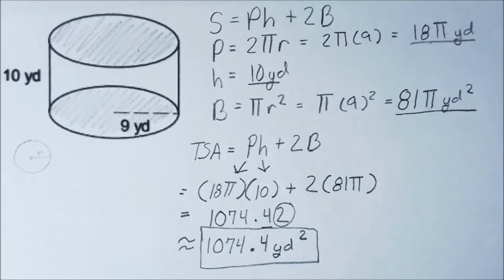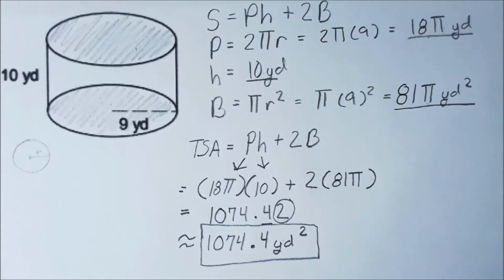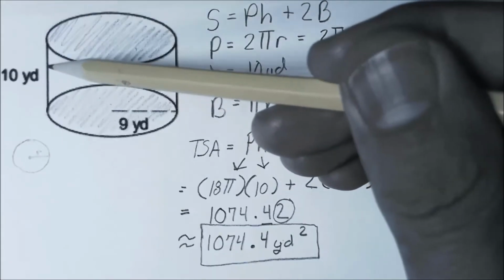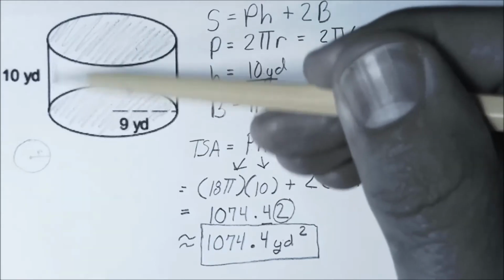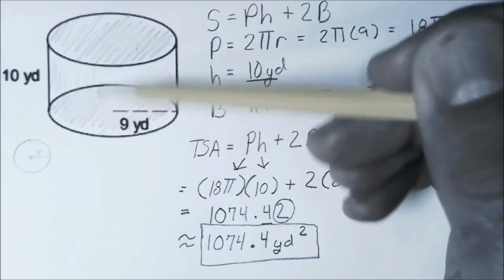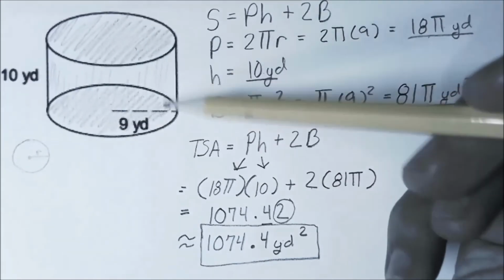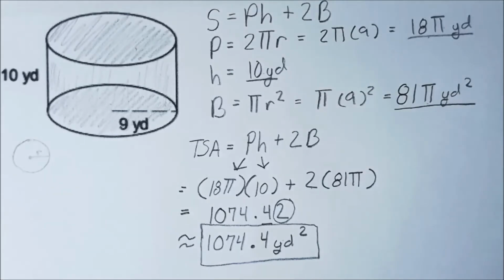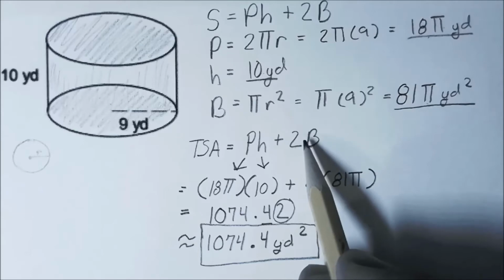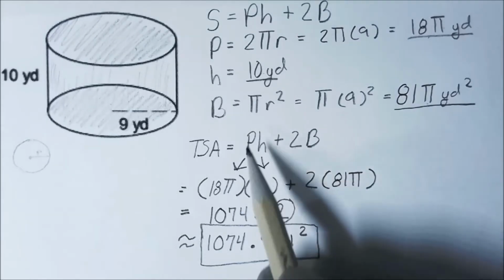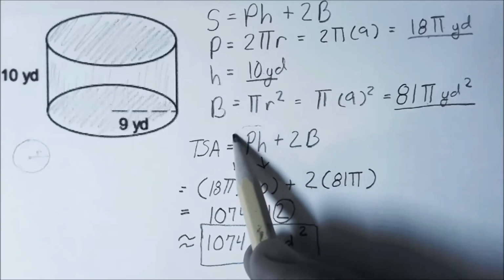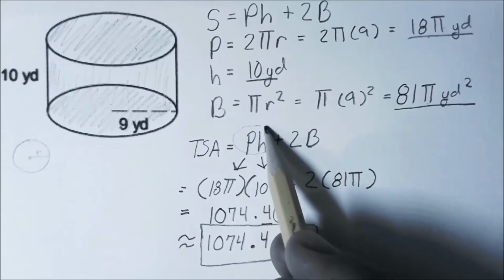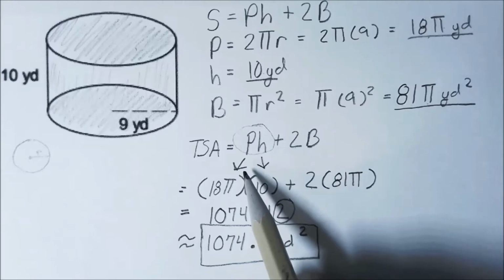Now, say for instance that it asked for the lateral surface area. In other words, it just wanted, I'm going to shade it in, this up and down area right here around. In other words, it did not want the bases. Well, if it only wanted the lateral surface area, then it does not want these bases. So we take off the 2B. Or you could look at it as you're just basically going to focus on the PH. The PH will always give you the lateral surface area.